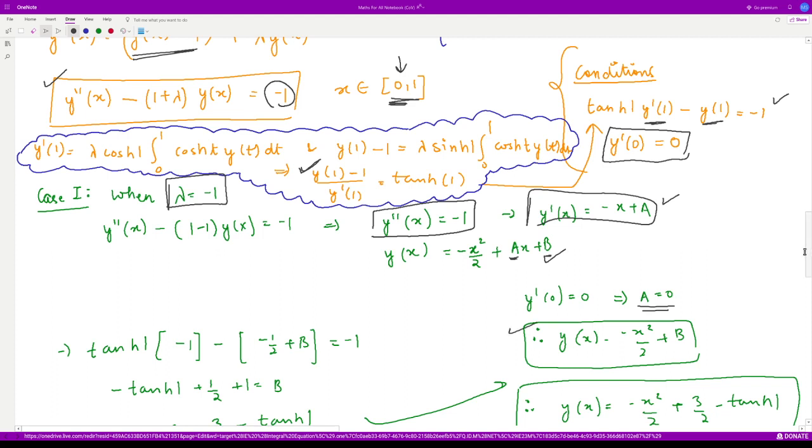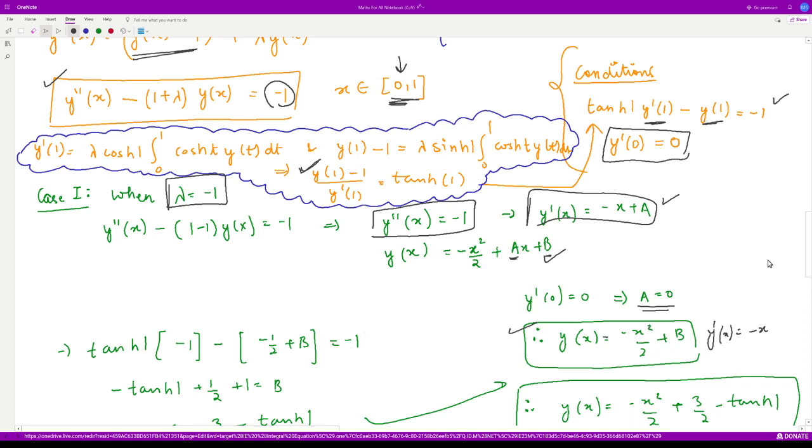We calculate the second boundary condition. So it would be tanh(1). What is y dash of 1? Y dash of 1 would simply be, this is y of x, right? So y dash of x would be minus x only. So y dash of 1 would be minus 1. And minus of y of 1. And what is y of 1? It is equal to this whole term. So we have minus 1 by 2 plus b. That is equal to minus 1.